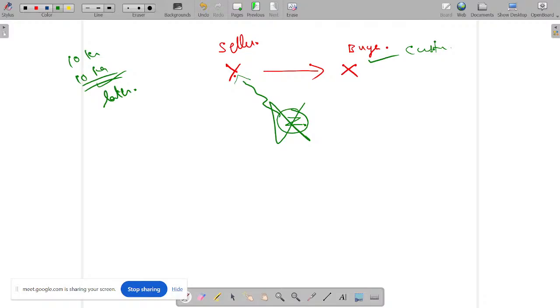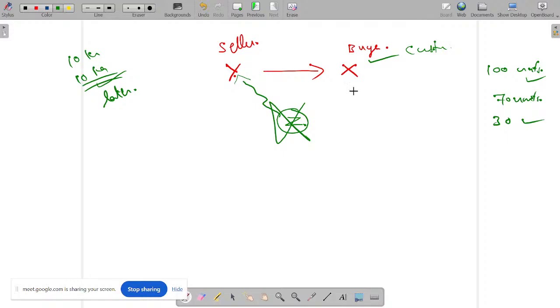If anything is left unsold, they'll return it, and for the goods sold, they make the payment. Suppose I buy 100 units. As a buyer, I won't pay for those 100 units. If 70 units are sold, I'll pay for those 70 and return the 30 units to you. That is also a type of business.